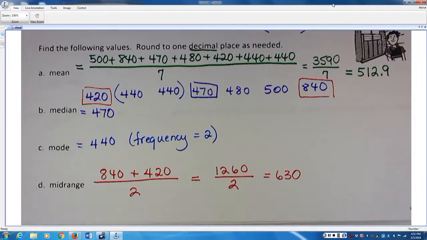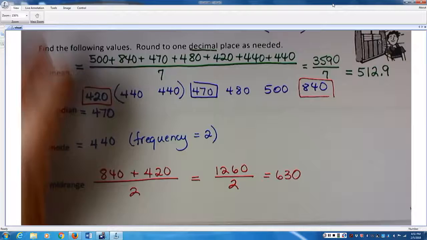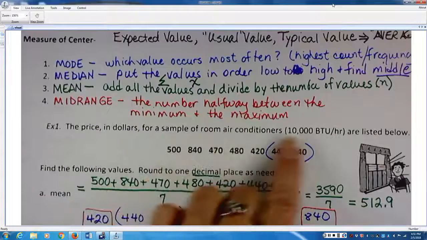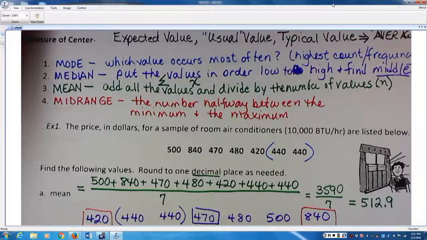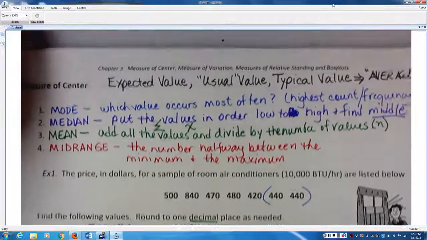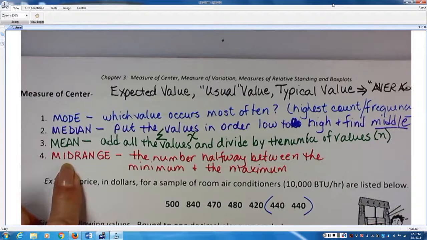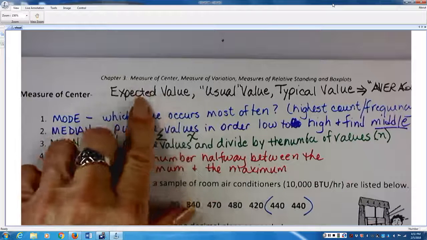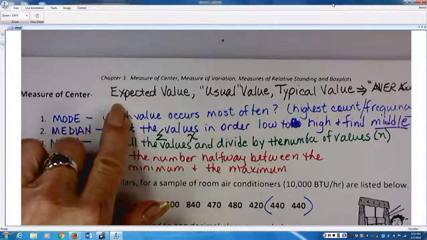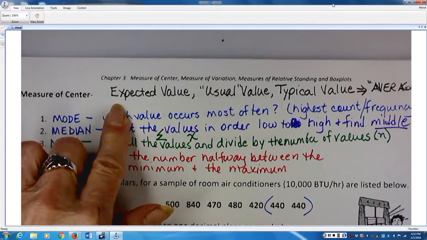The mid-range is 630. Now, before we go on and do anything else, we're looking to find a value, since we're talking about a sample of 10,000 BTU room air conditioners that we're going to buy. And the measures of center, we have all 4 of them. We're looking for what we expect to pay for a 10,000 BTU air conditioner, based upon the data that we're looking at.